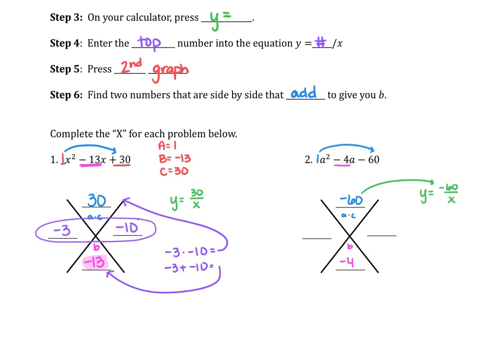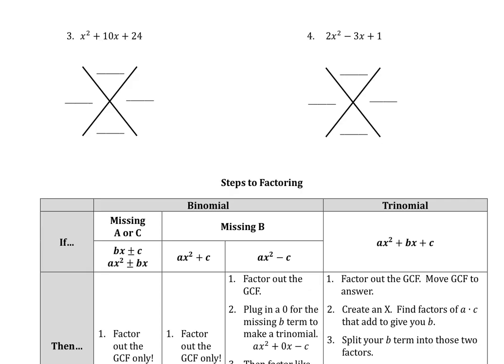Now I'm looking for two numbers side by side that are going to add to give me negative 4. When I look at the table, I can see those factors to be negative 10 and positive 6. Remember what we want to happen. We want those two numbers to multiply to give me the top of my x. They do. And we want those two numbers to add to give me the bottom part of my x, which they do. So my two factors would be negative 10 and positive 6. We're going to try two more of these before we actually add in our other factoring steps. So I'm going to multiply a times c, 1 times 24 to get 24.